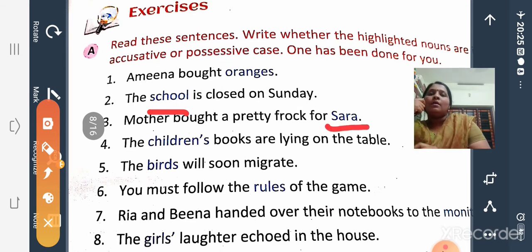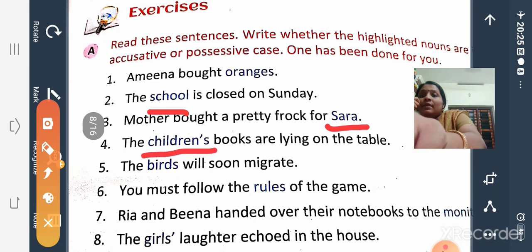So accusative case. Okay, then, the children's books are lying on the table. The children's, so a noun with an apostrophe shows possessive case. Okay, the birds will soon migrate. The birds is in the first position, subject position. So nominative case.